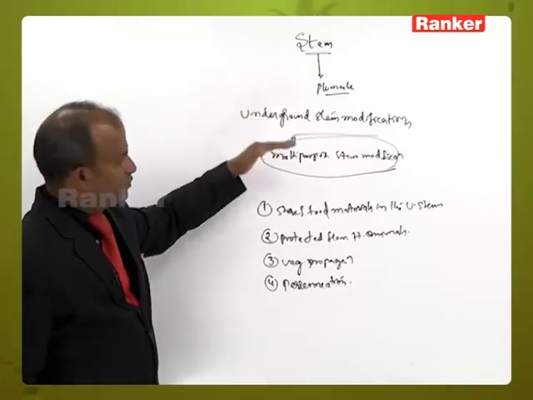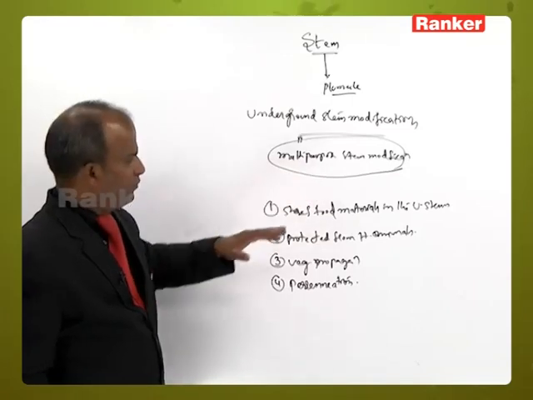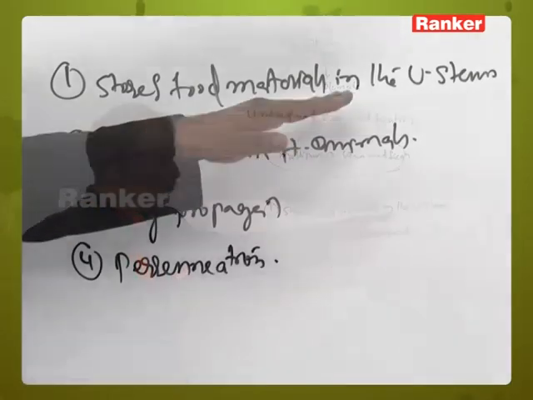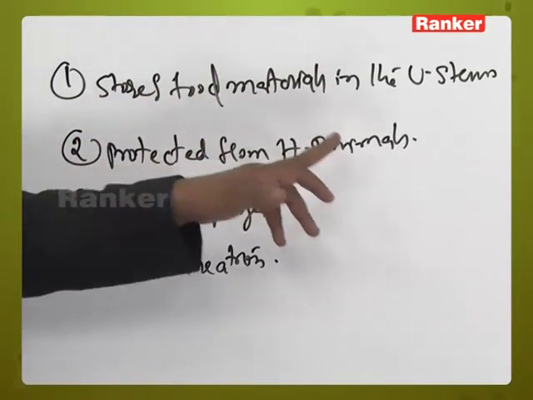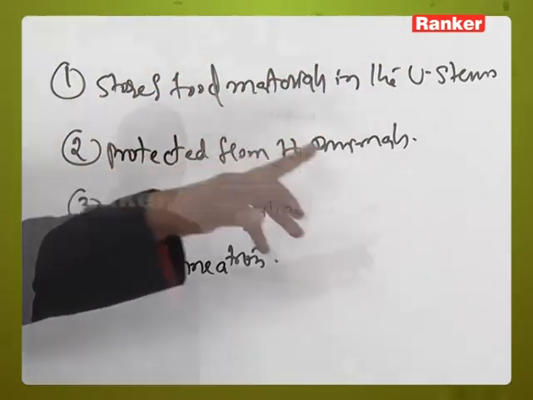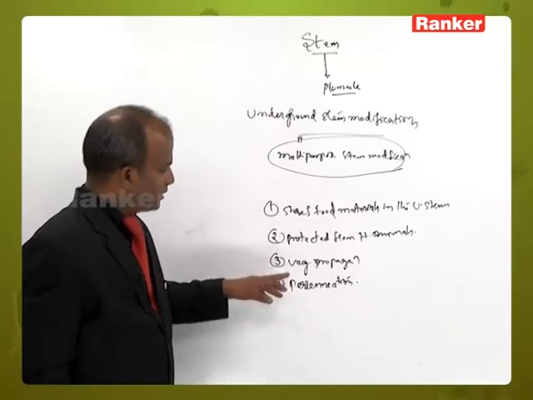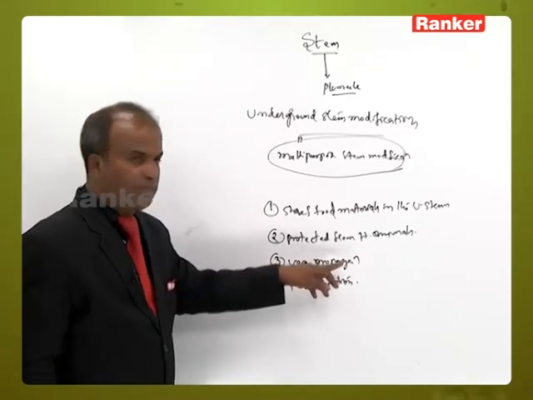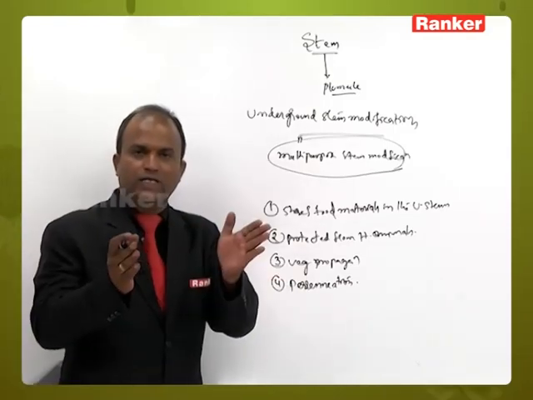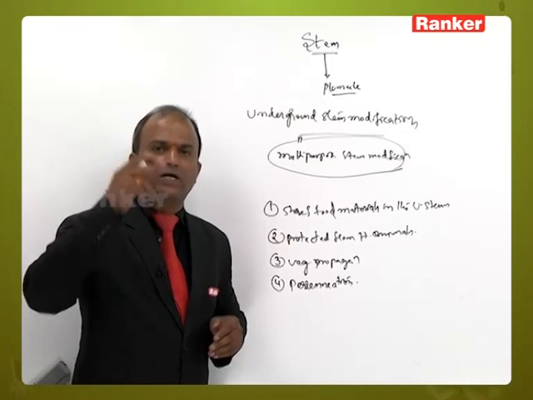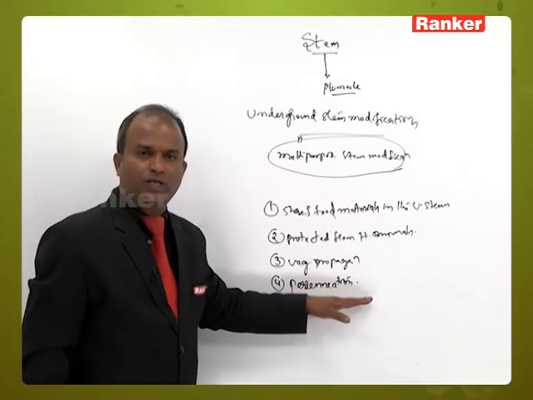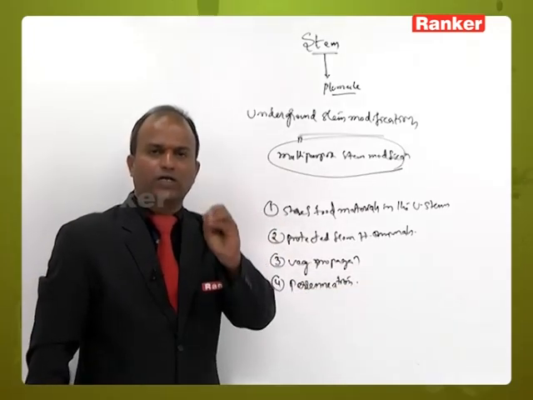So why are these underground stems called multi-purpose stem modification? As they perform four functions. What is the first function? They store food materials in the underground stems. As these food materials are stored in the underground stems, are they protected from herbivorous animals? Yes, they are protected, and they play an important role in vegetative propagation. That means if any part of the plant gets separated from the mother plant, that separated part can grow as an individual plant. And does it play an important role in perennation? Yes, it does.